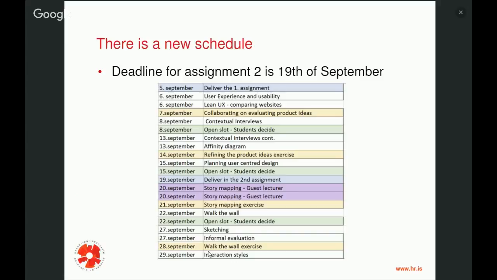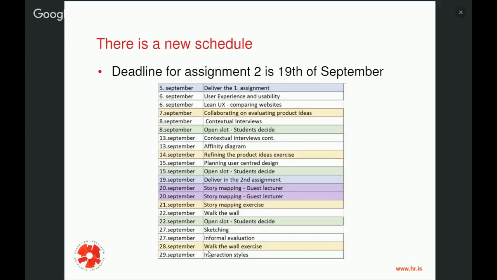Because we need the affinity diagram and personas to be able to do story mapping. And you will do the story mapping exercise here during Wednesday. In the earlier schedule, I had that you were supposed to only deliver the affinity diagrams here, but now I've decided that you should deliver all the material here.